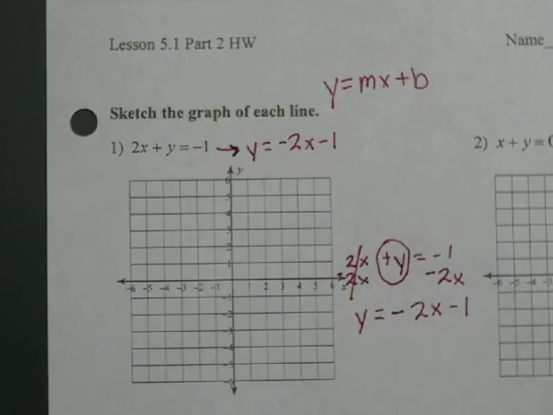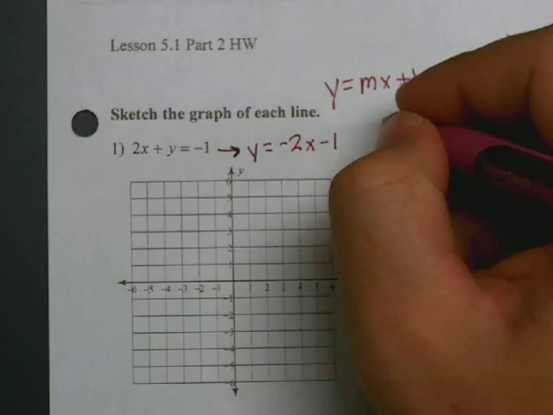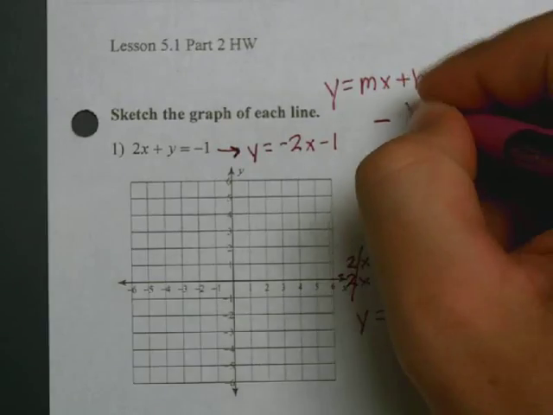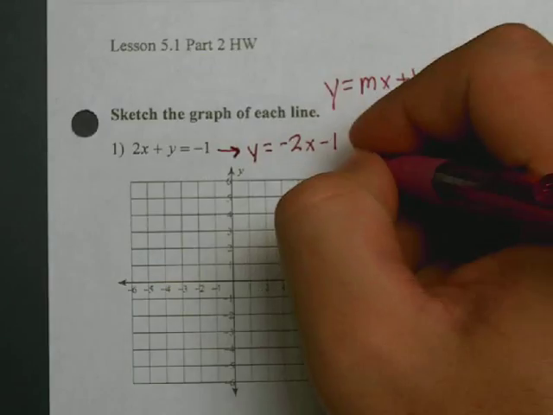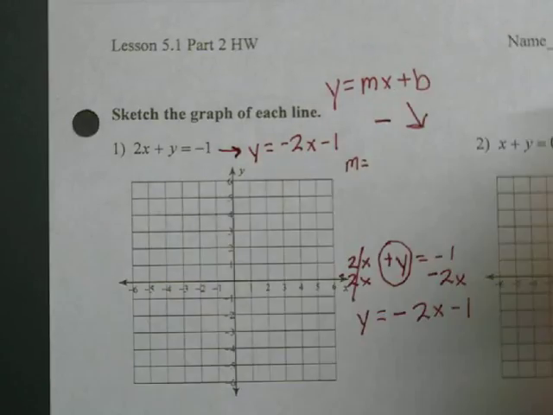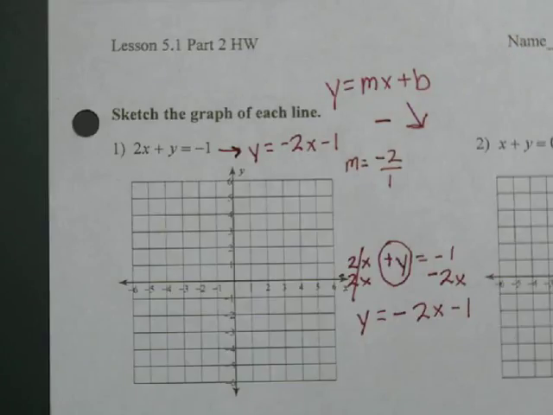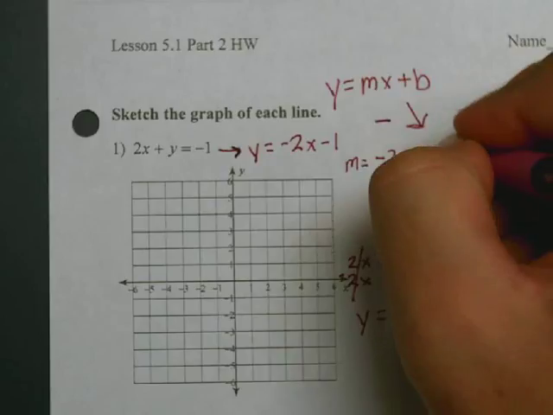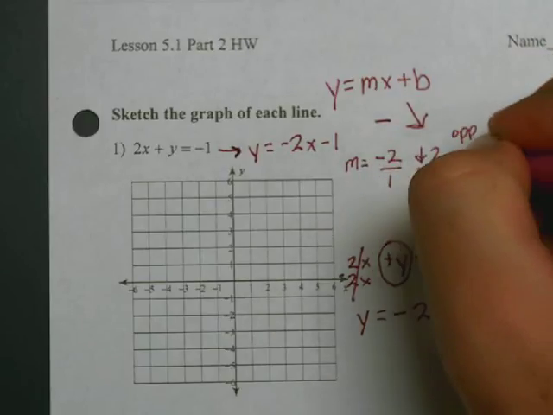First step, is the slope positive or negative? Well, it's negative, which means it should be a line going down from left to right. Identify m. M, I write as a fraction. M is negative 2. As a fraction, it would be negative 2 over 1. Now I'm going to direct it. I'm going to go down 2 and right 1. I identify its opposite. The opposite is up 2, left 1.